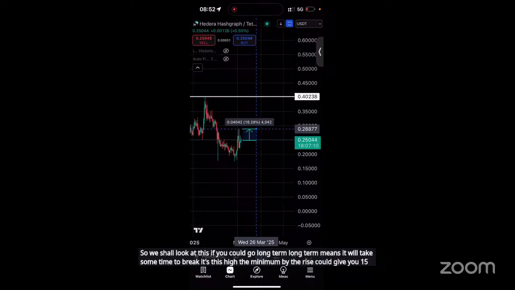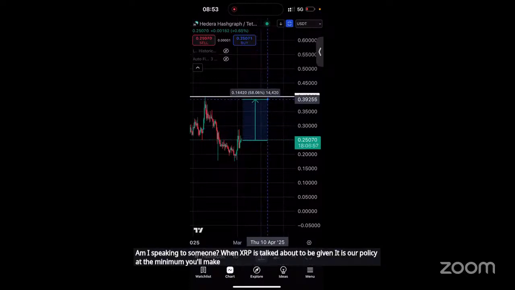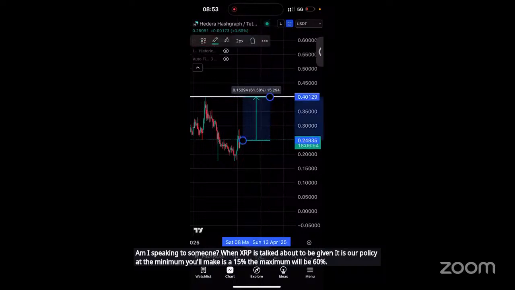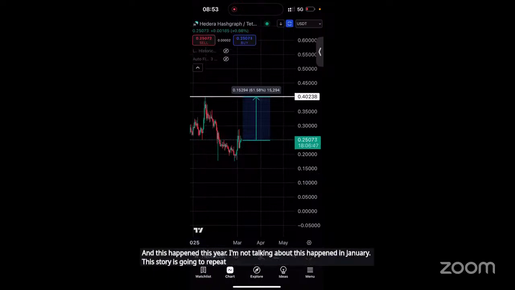That is minimum. When XRP is talked about, am I speaking to someone? When XRP is talked about to be given a reserve policy, the minimum you'll make is a 15%. The maximum will be a 60%. And this happened this year. I'm not talking about this happened in January. History is going to repeat itself. It's a 61%.